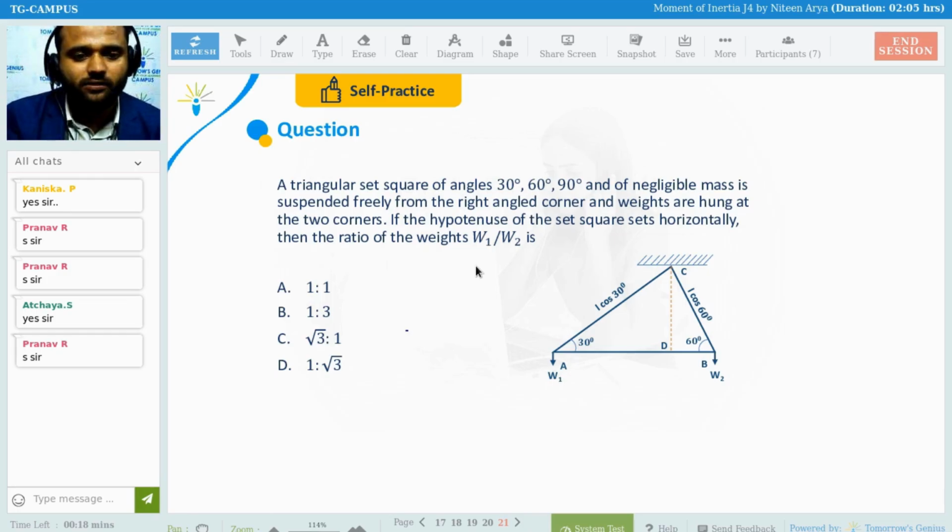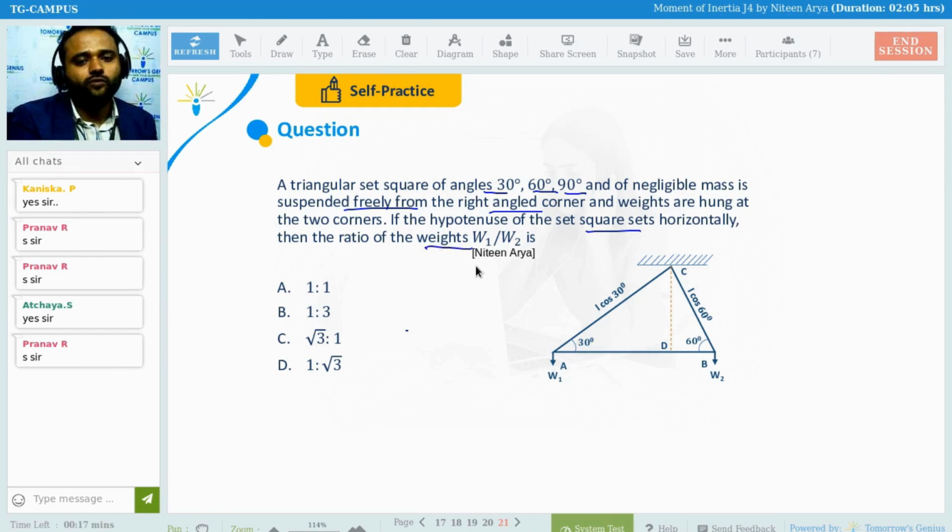A triangular set square of angles 30 degree, 60 degree, 90 degree, and of negligible mass is suspended freely from the right angle corner, and weights are hung at the two corners. If the hypotenuse of the set square sets horizontally, meaning it is going to be attached at this particular point D in this way, what is the ratio of weights W1 and W2?